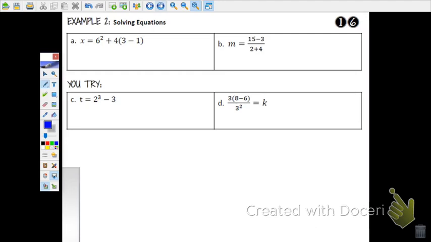In this next example, not doing anything different than what we were doing last week when we were working with order of operations. The only thing they've done is written it as an equation just by putting the variable and an equal sign. So we still need to use our order of operations. First thing we do is parentheses. 3 minus 1 is 2. Then we do exponents. 6 squared is 36.